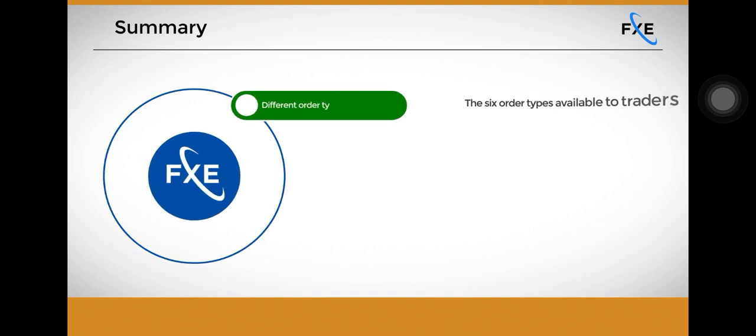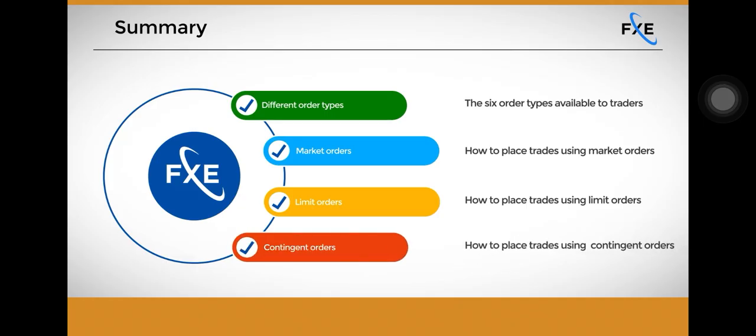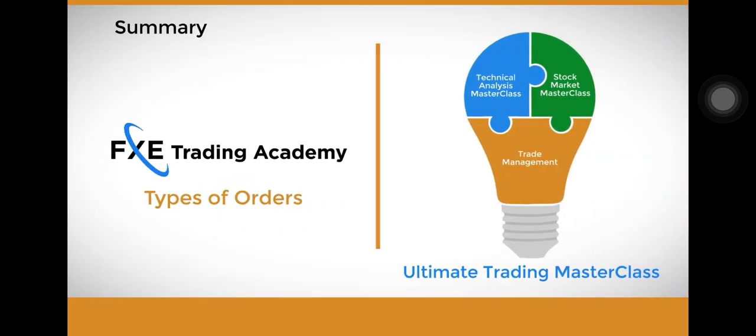In this lesson, we have learned about the different order types that are available to traders. We learned how to place trades using market orders. We learned how to place trades using limit orders. And finally, we learned how to place trades using contingent orders. This concludes section 1 of the trade management module. In the next section, we will explain how to find and use the correct stop loss and take profit zones for your trades. These important levels will ensure that you give your trades the best chance of success without exposing you to unnecessary risk.